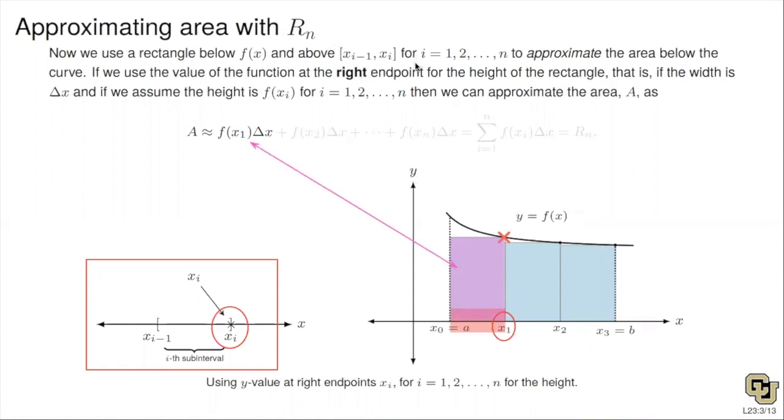And now, we just do the same procedure all over again. I go to the second subinterval. I look at the right endpoint. So here I'm looking at x sub 2, and then I find the y value at that right endpoint, and I'm going to use that as the height of my rectangle, and I can create the rectangle. And then I do height times width to get the area of that second rectangle. We do this procedure for every subinterval.